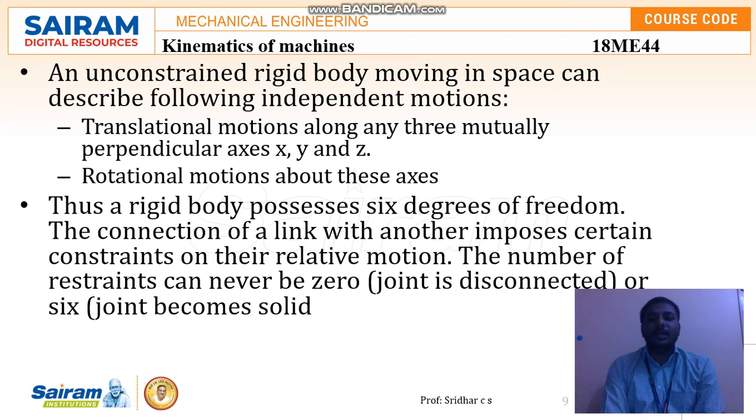The connection of one link with another imposes a certain constraint on the relative motion. So all the 6 degrees cannot move at a time. We fix some of the degrees with constraints. A constraint means we restrict particular directions and allow only the remaining directions, allowing those coordinates to move. So this is how a body possesses 6 degrees of freedom. The number of restraints can never be zero; at least we need to fix 1 degree. We'll see that along with the diagram.